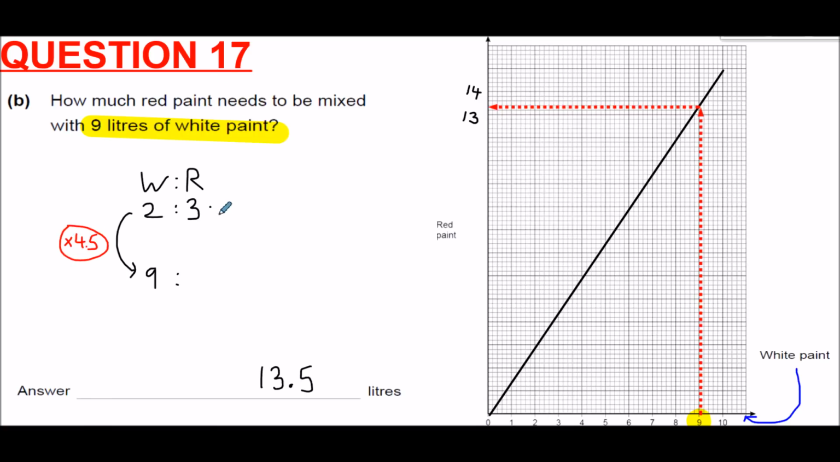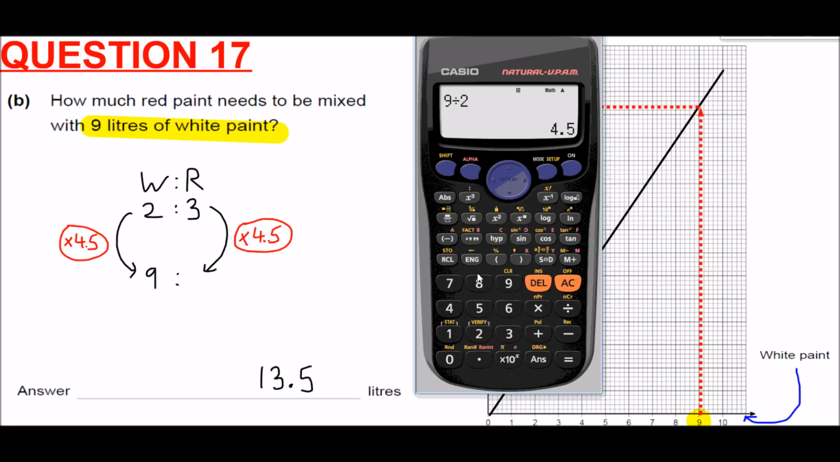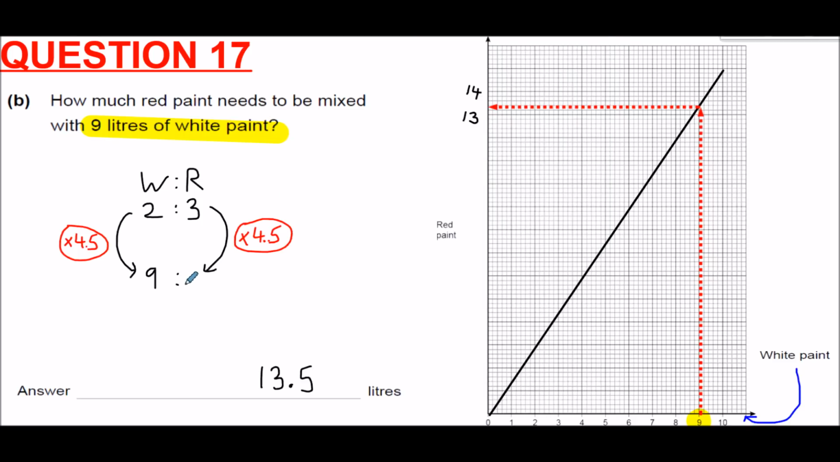And so we can do the same with red. This number multiplied by 4.5, so 4.5 multiplied by 3 will be 13.5. And so even if a question does imply you can use a graph, if you can, it's always worth just seeing if you can check your answer using a numerical method or calculation. But in this case, it would be 13.5. So between 13 and 14, 13.5.